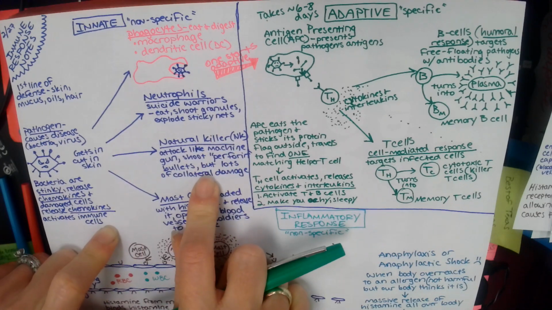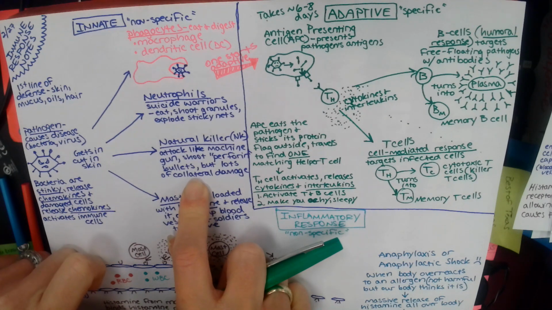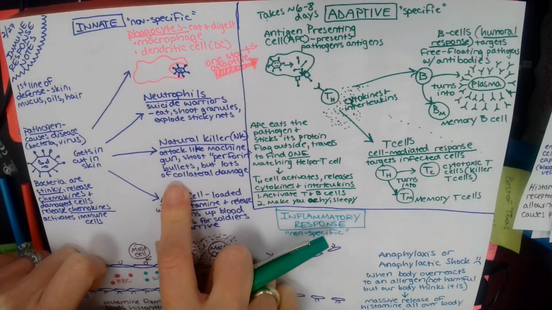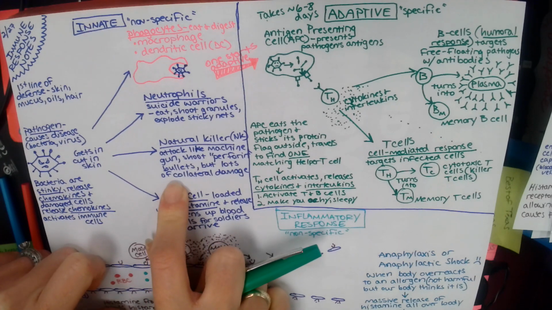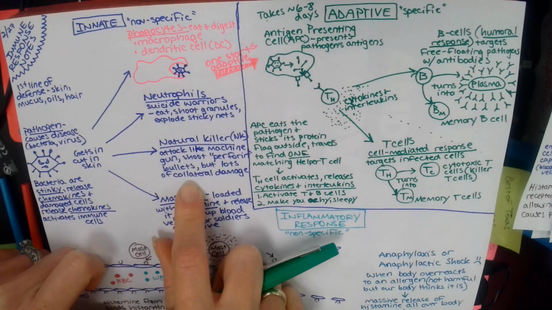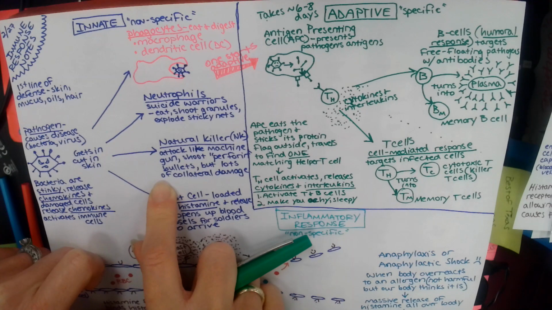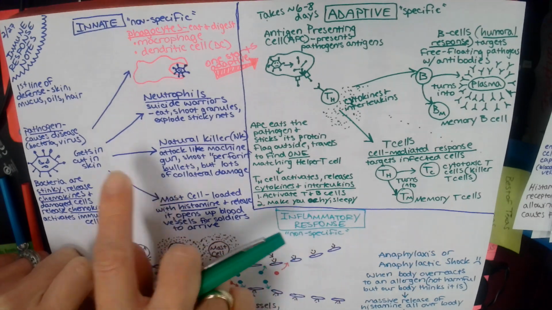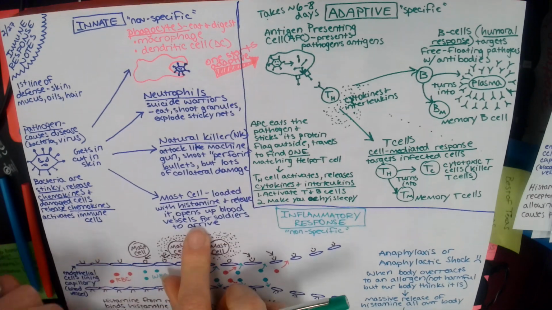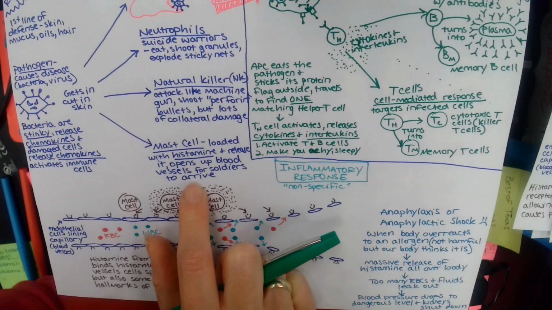Natural killer cells are going to make a messy attack that shoots perforin proteins that put holes in the cell wall of bacteria and viruses, but it's going to cause a lot of collateral damage, meaning it's going to kill a lot of our healthy cells in the process, which is why we get a sore throat when we're sick. It is not due to the pathogen, it's actually due to our own immune response. And then mast cells are going to initiate the inflammatory response.